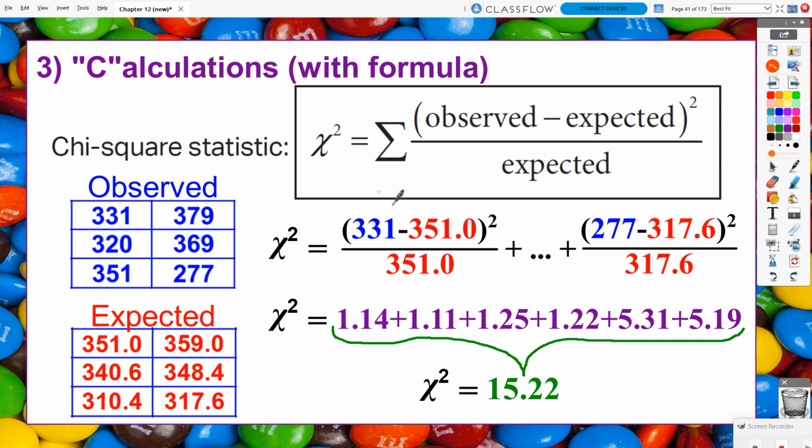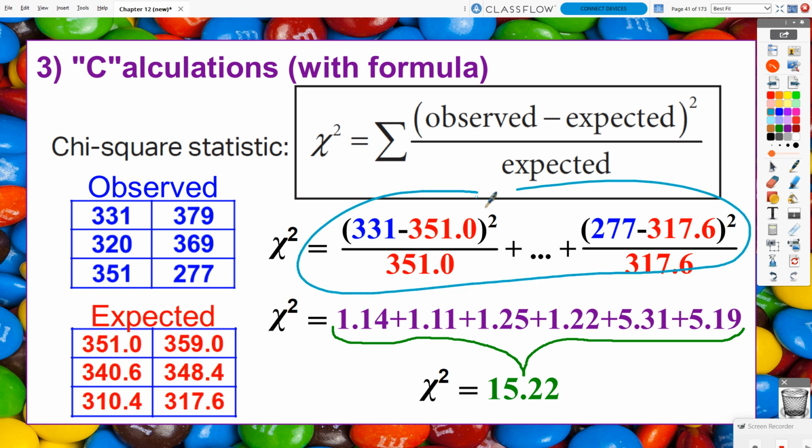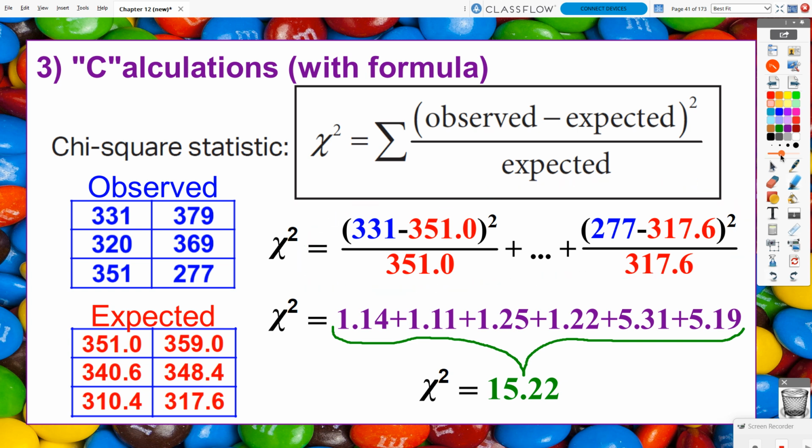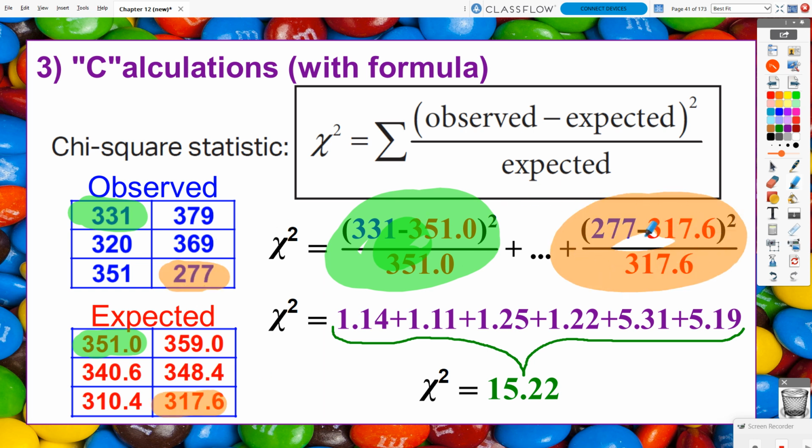Now, you can see here that I didn't write out all 6 possibilities using that formula. I did the very first one, the top left corner, and that's where I started. And then I pretended like I went all the way through this table and ended with the bottom right corner here. So this can be your abbreviated work, showing that you understand that it's not just one observed minus expected squared divided by expected, but that you have to add up all of the different possibilities here.